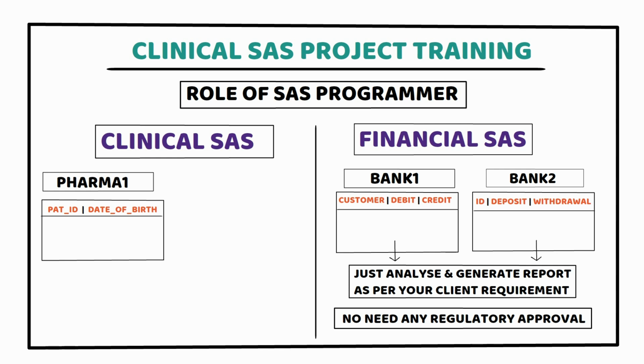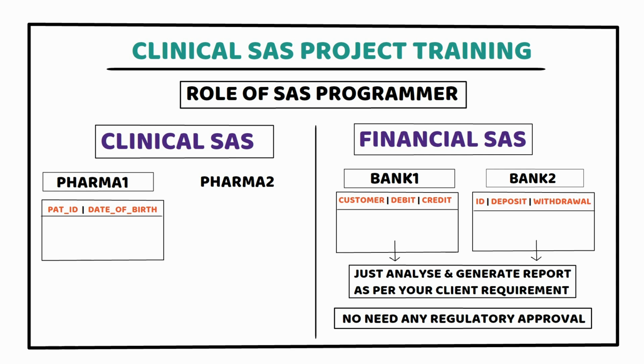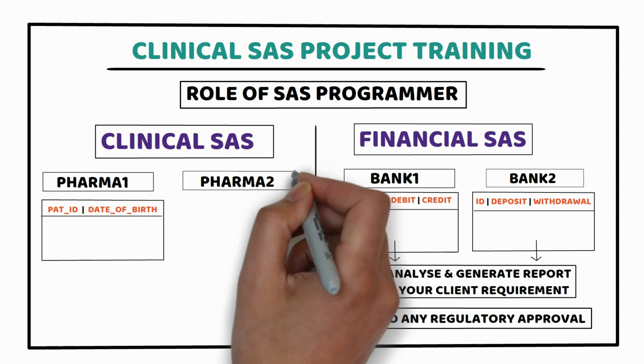Now suppose you are working for a service-based company. It is not necessary that you will be asked to work only on one project. Once you are done with one project, maybe you will be asked to shift to another project. That is how the work rotates in service-based companies. Now, for example, say you are working for another company project, say Pharma 2.